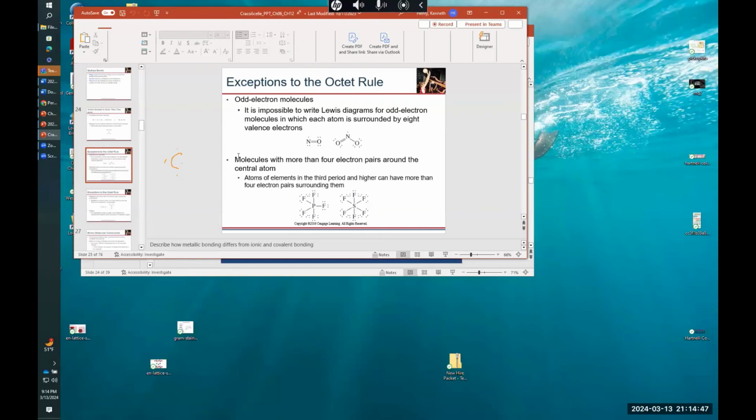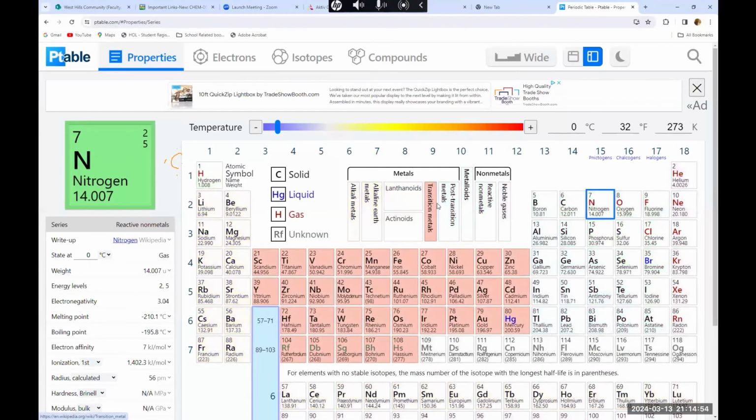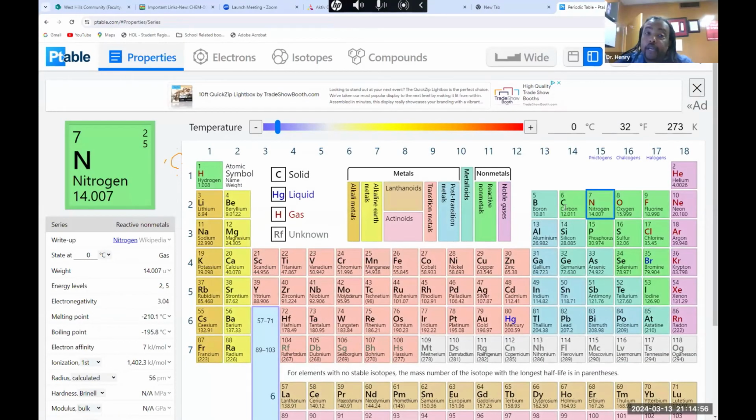So wait, it's the ones that have the least amount of electronegativity that go in the middle? Yeah, but again, when we're talking about covalent bonds, it's always going to be non-metals. That's right. So we're only talking about non-metals. We're not talking about everyone.